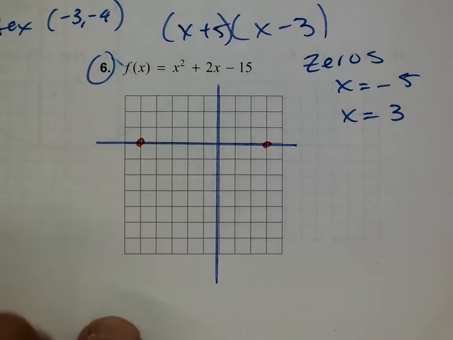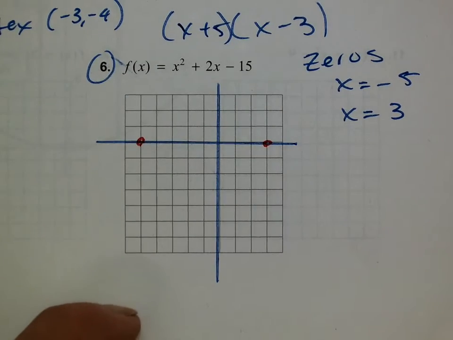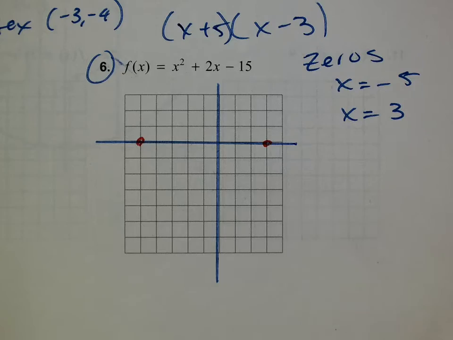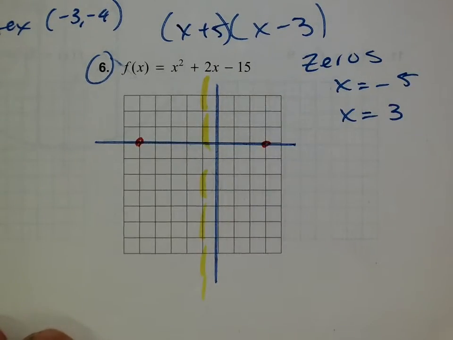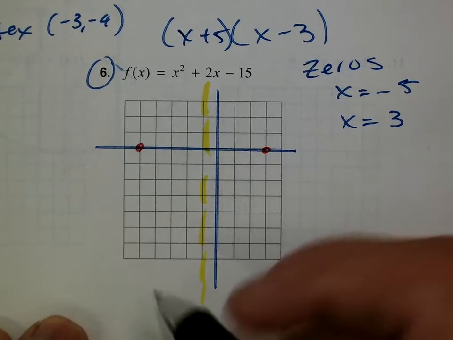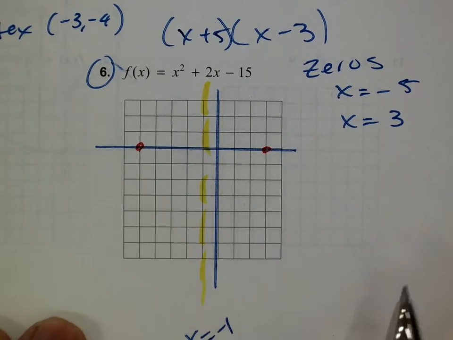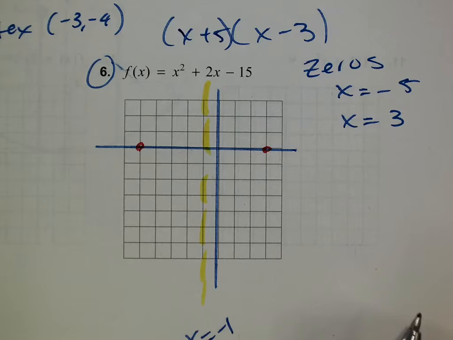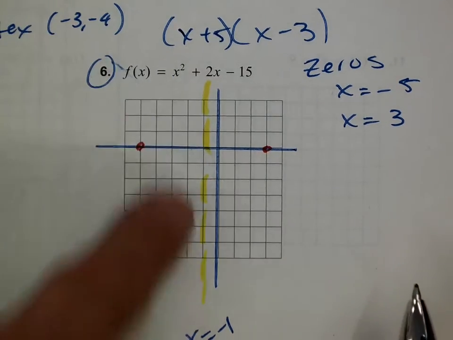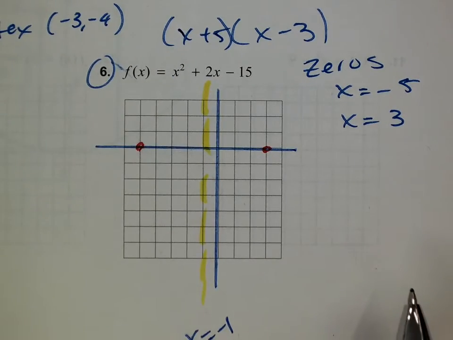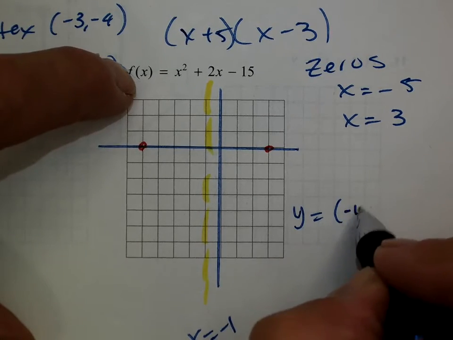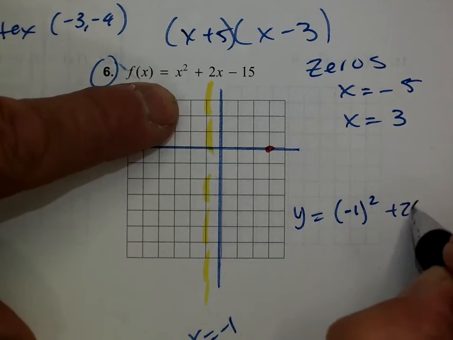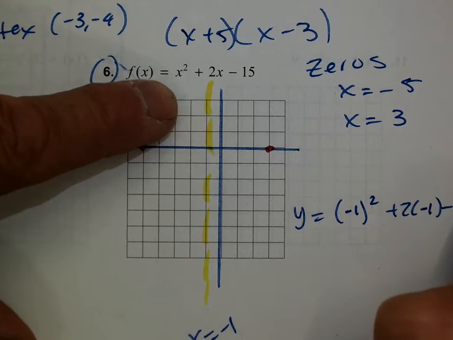Now, the axis of symmetry is right down the middle, right? So my axis of symmetry has got to be right there, correct? In this case it is x equals -1. That's also where the vertex lies. The vertex has to be along the line of symmetry. So if I plug my -1 into my original, y equals -1 squared plus 2 times -1 minus 15.